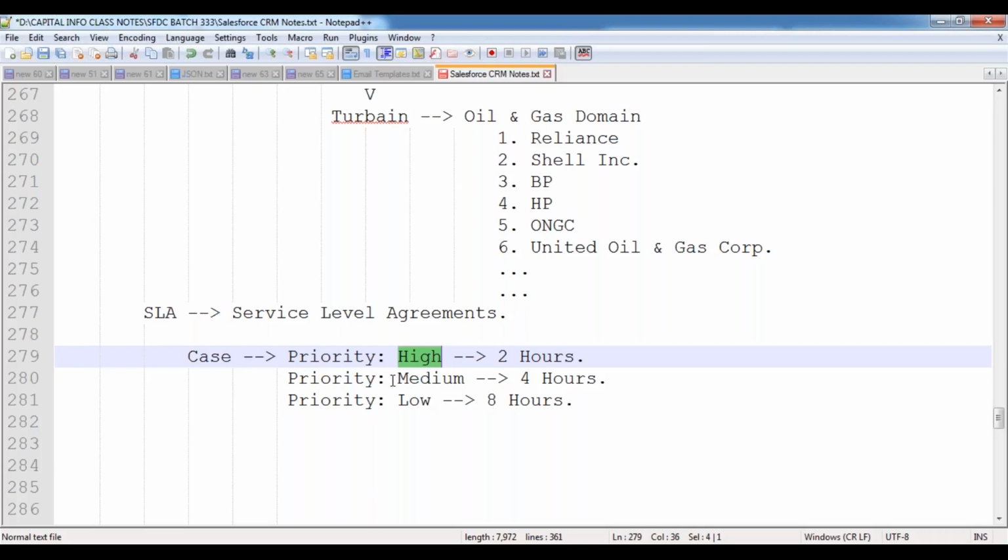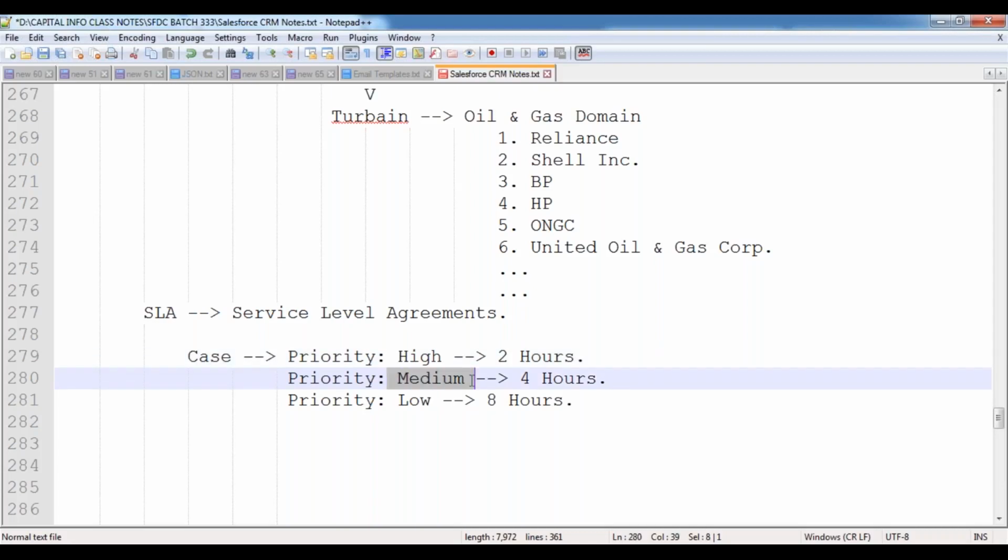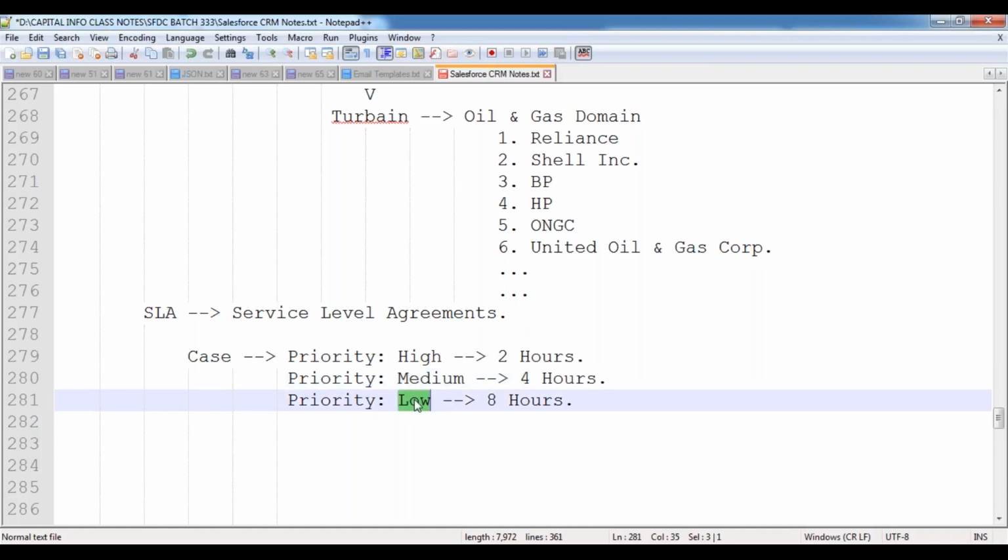If it is a minor problem, then I'm giving medium priority, so I'm giving you 4 hours to resolve the problem. If it is a very small issue, then I'm giving the priority as low, so you can resolve the problem within 8 hours, because my production is not stopped, the production is continuing as it is. So you can take your own time, yet resolve the problem within 8 hours. They're going to write this entire information inside the SLA document itself.